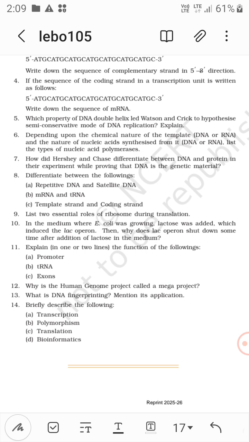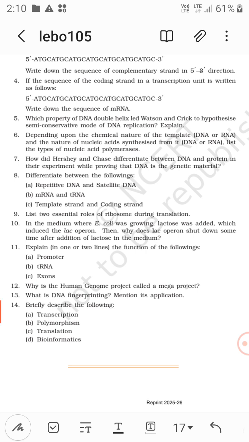Why is the Human Genome Project called a mega project? Because it was a 30-year project and it involved a lot of countries. It is a mega project worth around $9 billion. What is DNA fingerprinting? DNA fingerprinting is based on polymorphism, to know the variations at the genetic level between individuals. Mention its application. It is used in forensic science, paternity testing and all that.